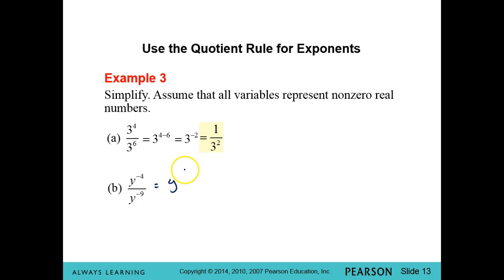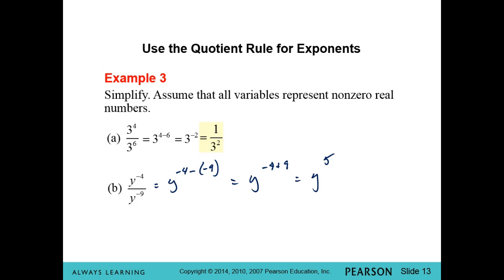Y to the... not quite. Take a step at a time. Don't try to swallow the whole elephant. Negative 4 minus a negative 9. That would be y to the minus 4. What's minus a minus 9? Plus 9. And that would be y to the 5th. Okay? Don't take too many steps at once, especially if they lead you to error.